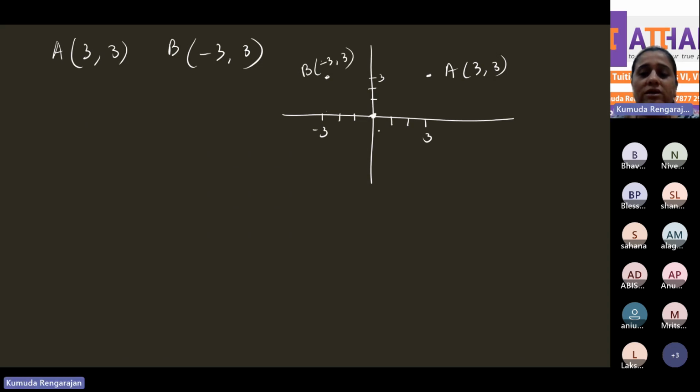Now they may ask you to join these 2 points to the origin. They'll ask you to plot these 2 points and join these 2 points to the origin. So you will join A to O and B to O. All these instructions will be given in the question: plot the points A and B, then join the points A and B to the origin. So we join the points to the origin like this. Also join the points A and B.